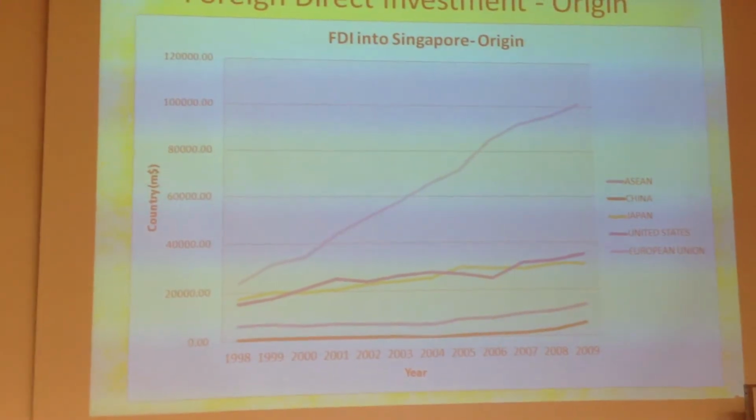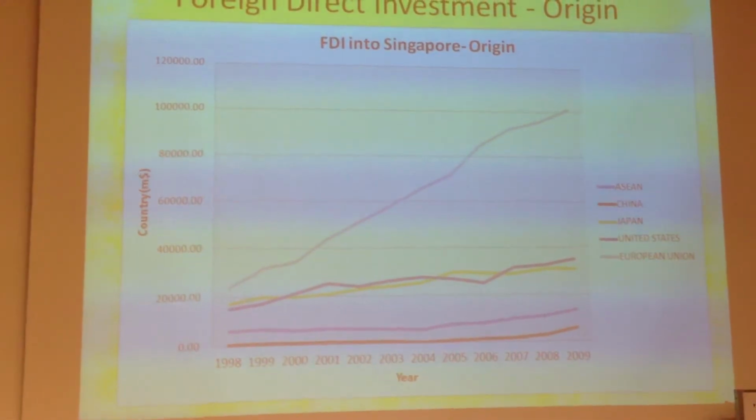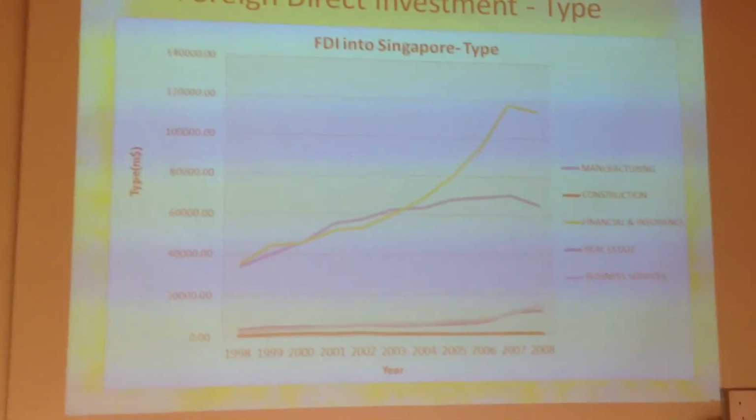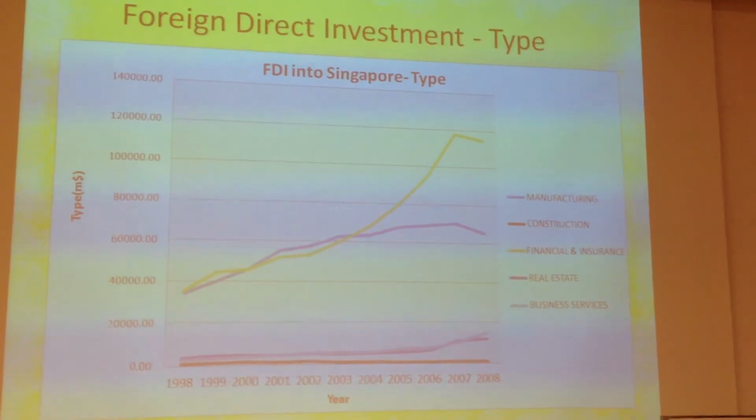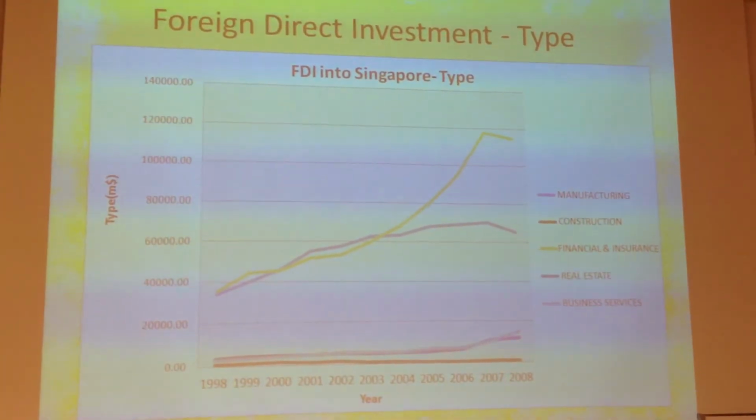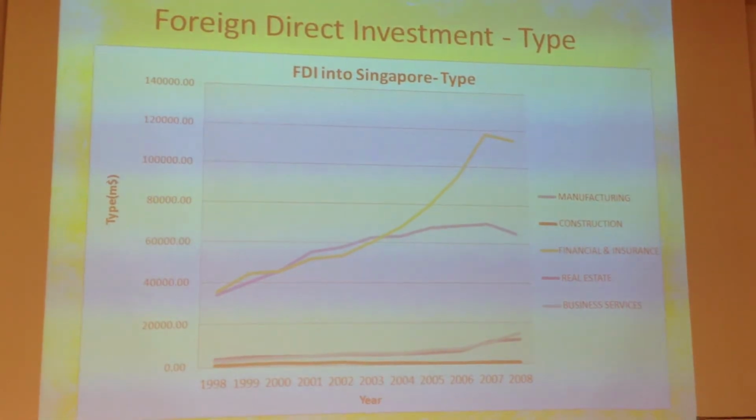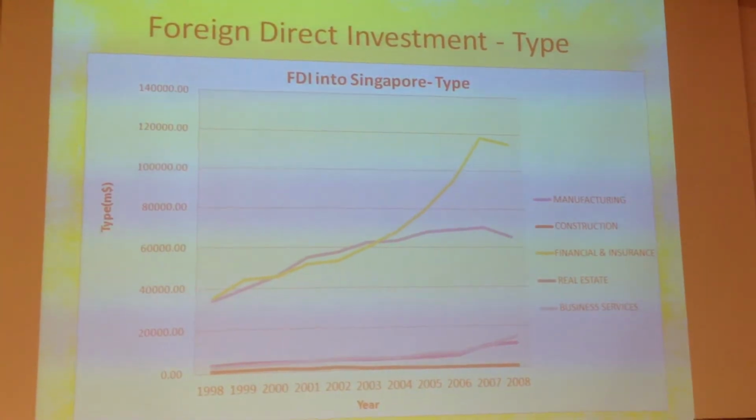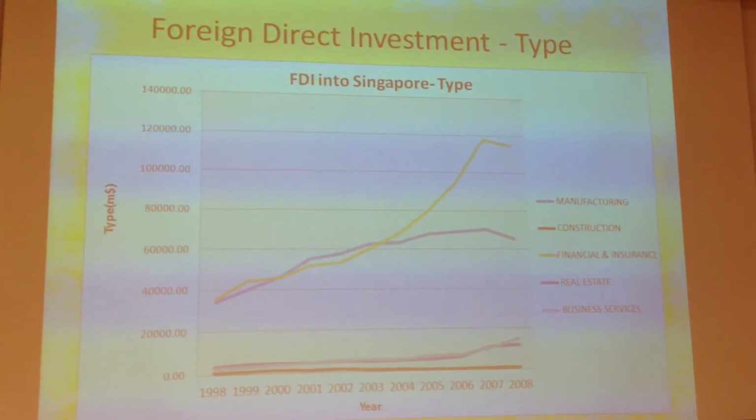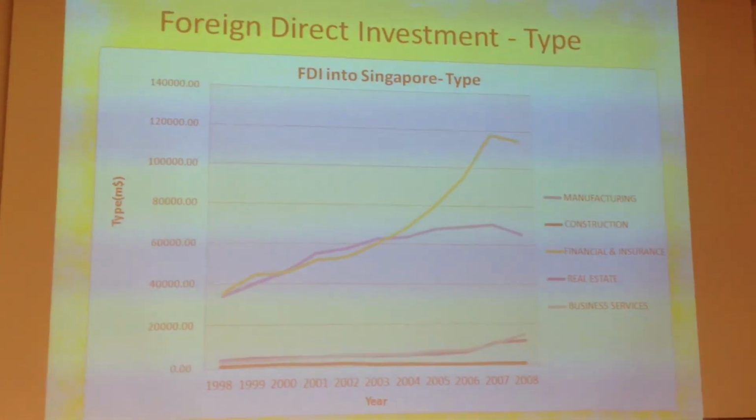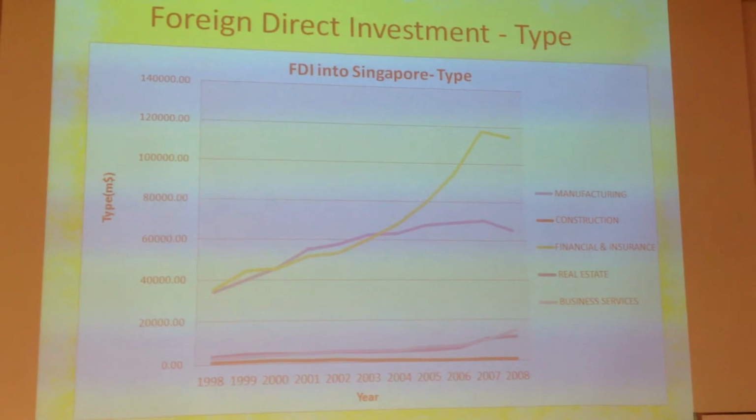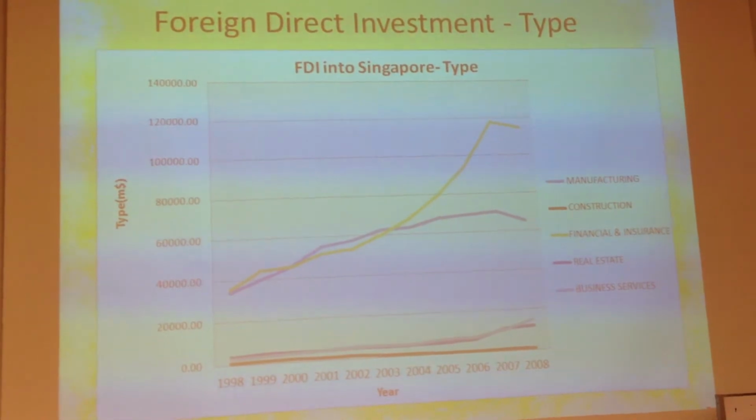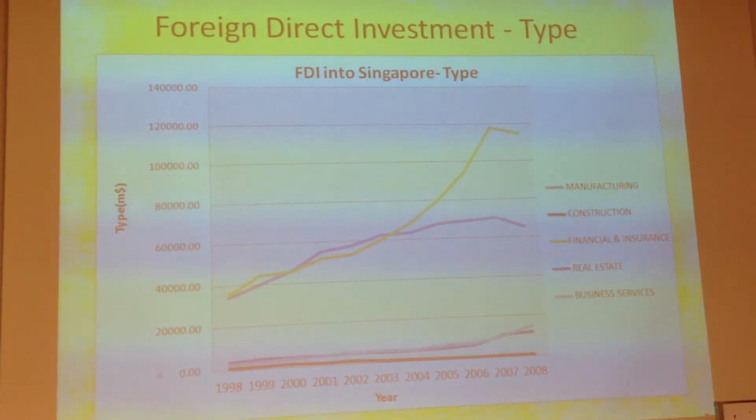Then the next one says one positive economic element. So this is the positive economic element, foreign direct investment by type. We have origin, and this is by type. The types are manufacturing, construction, finance and insurance, real estate, and business services. These are the 5 areas of foreign direct investment flow. As you can see from the graph, the biggest area is financial and insurance, followed by manufacturing, etc. The worst area of FDI is construction.